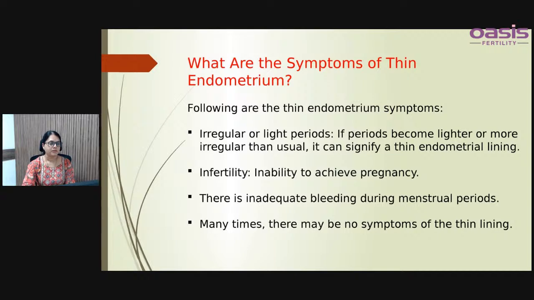So the symptoms the woman has in thin endometrium are, yes, she might present with irregular or light periods. If periods become lighter or more irregular than usual, it can signify a thin endometrial lining. Then the patient might come to us with infertility, inability to achieve a pregnancy. Then there is inadequate bleeding during the menstrual periods. Many times there may be no symptoms of the thin endometrium.